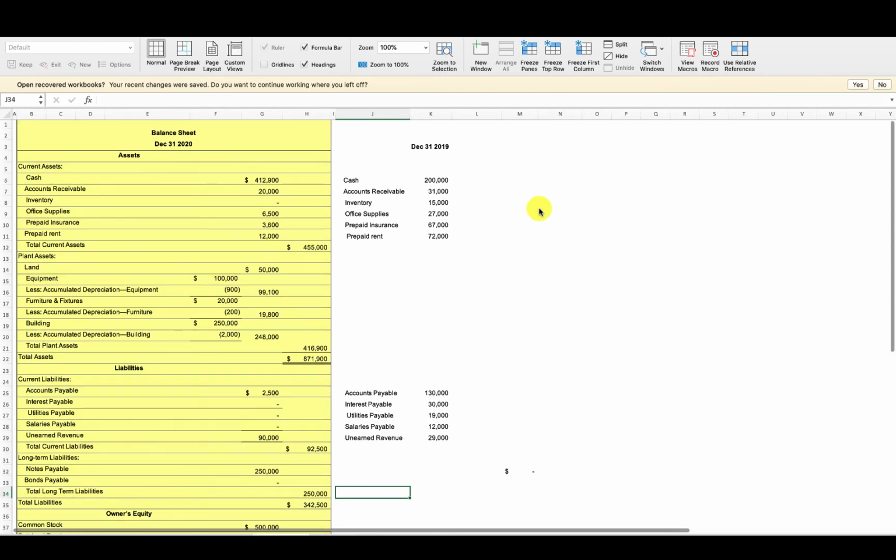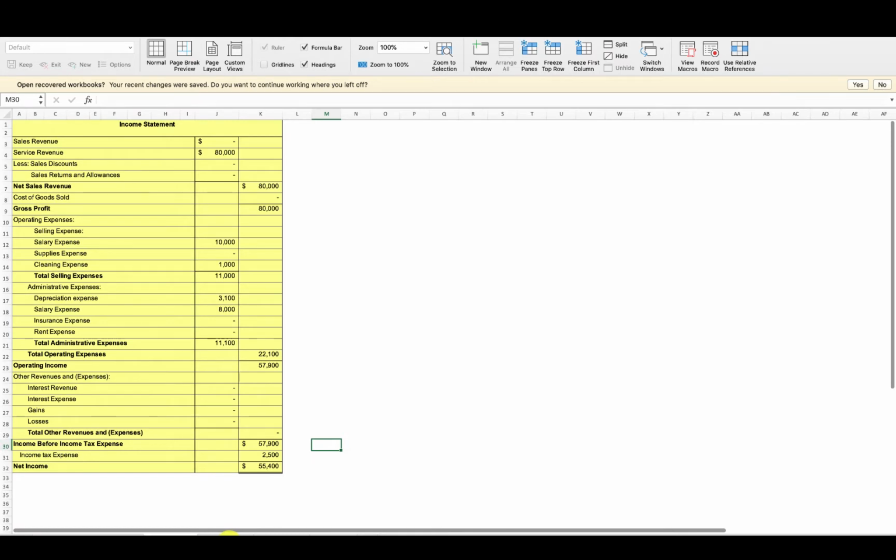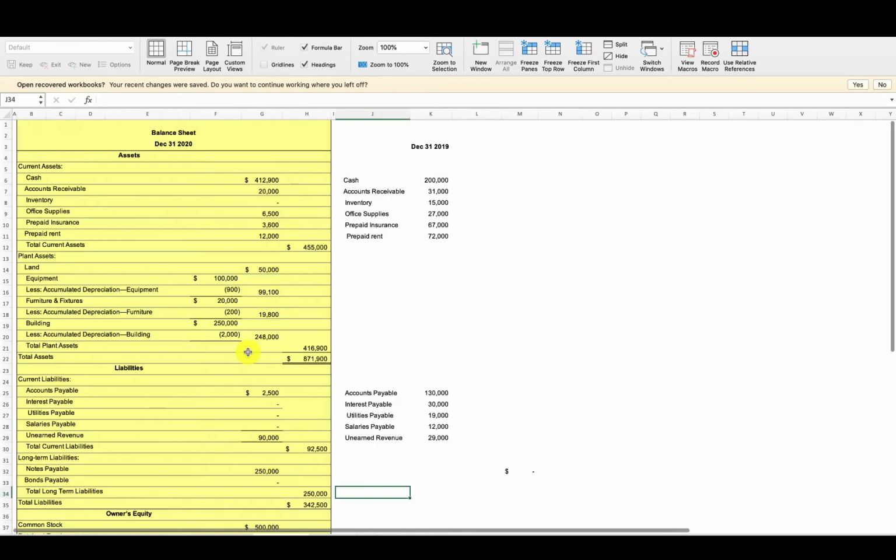In this video, we're going to continue and we will do the balance sheet. We've done the income statement and the statement of retained earnings, and now we do the balance sheet. Again, these items are all listed here for you. So what you're going to do is go to the trial balance and pull each one of these items.